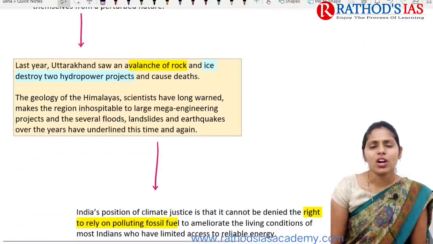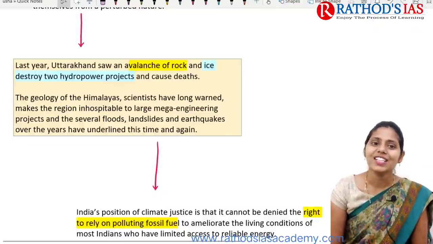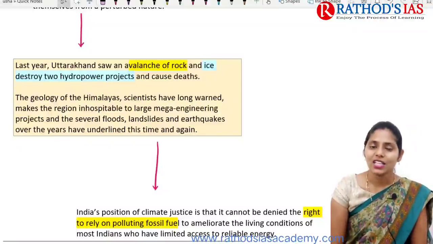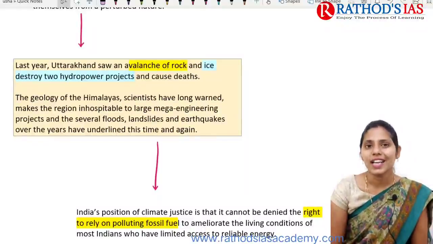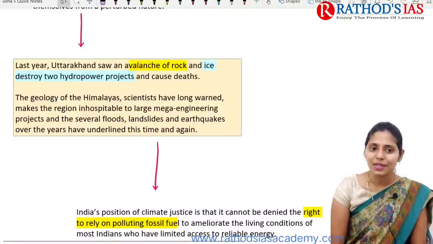Okay, so what is the evidence? What is the proof? You already know that last year in Uttarakhand, we saw an avalanche of rock and ice, which mainly destroyed two power projects, and that also led to the deaths of a lot of people who were working in those power projects, or sorry, in those dams which are present there.